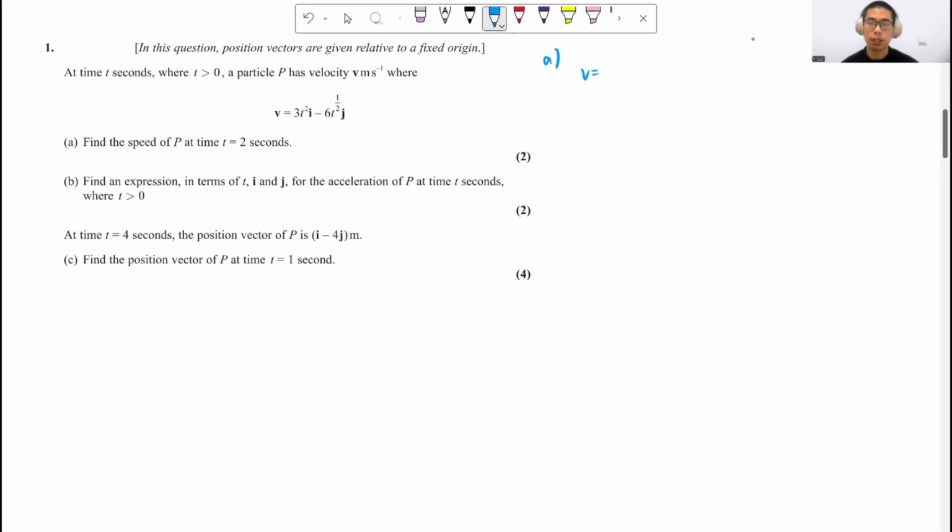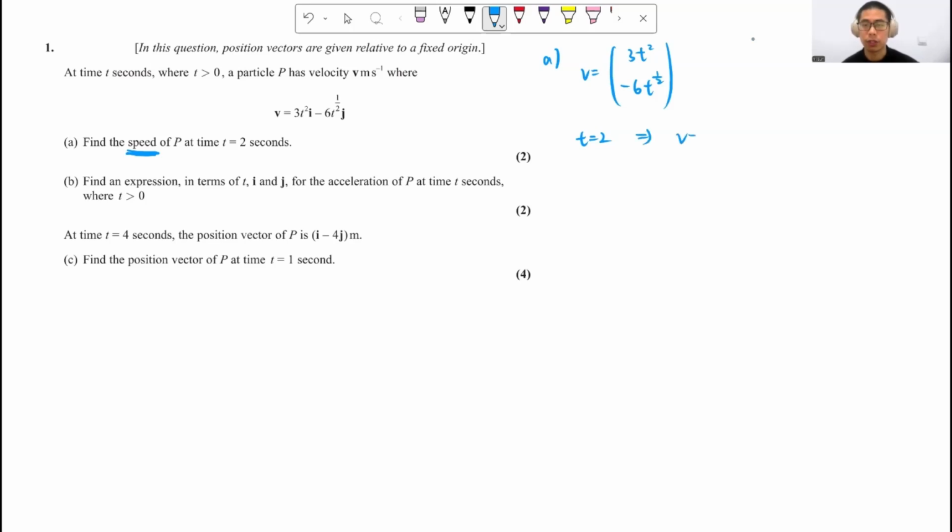So we can write that as a column vector, just easier to see what's in each component. And then minus 6t to the power 1/2 j. So write like this. And we want to find the speed of P at time t equal to 2 seconds. So speed is the magnitude of the velocity. So straight away we can substitute in t equal to 2 into the velocity equation.